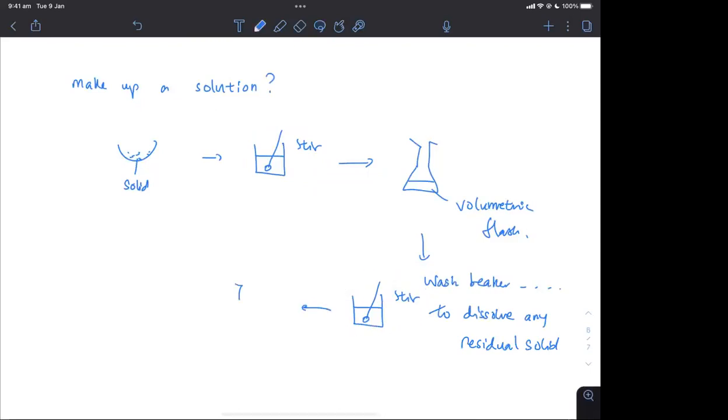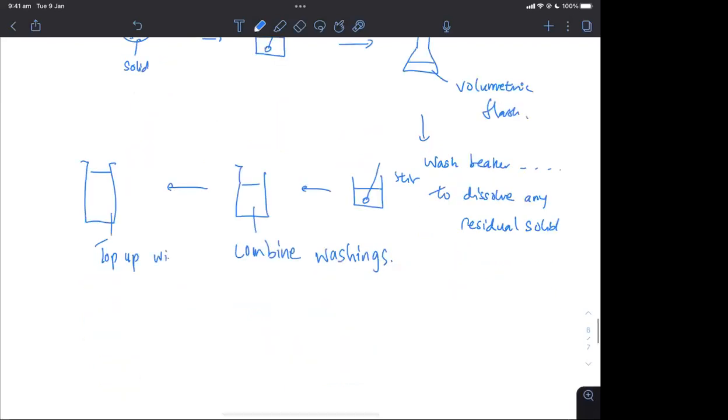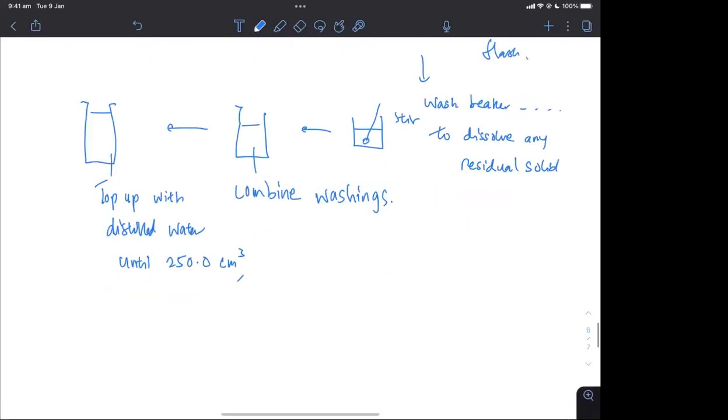And then combine whatever you dissolve with an extra amount of distilled water, and then you will top it up. You top up with distilled water, because we don't use any kind of water. We top up with distilled water until the 250.0 cm³ mark. And after that, you need to stopper.